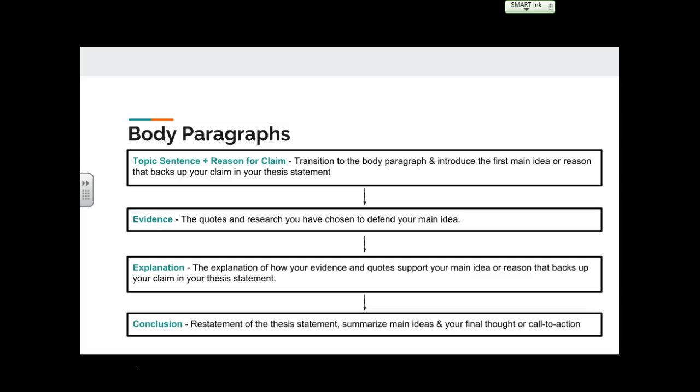Summarize your main ideas, okay? So how are you going to wrap up that body paragraph? That's your concluding sentence. All right.